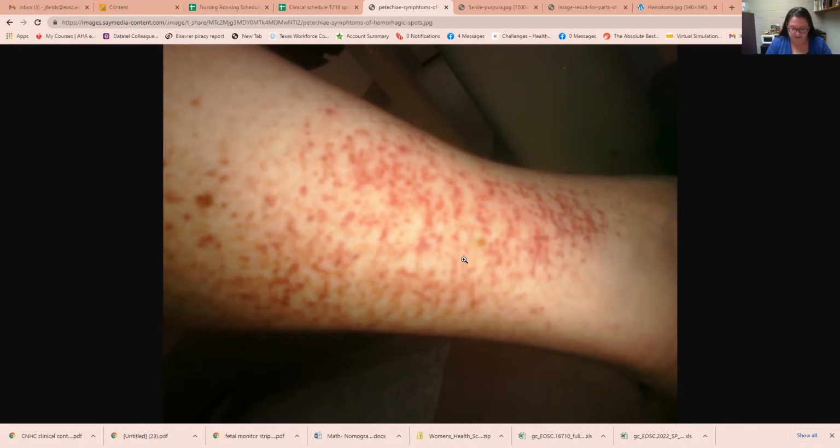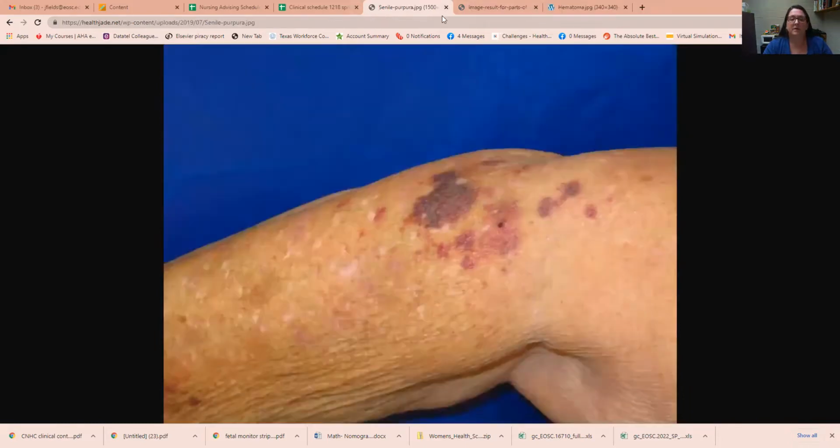I had a child that used to get petechiae across his face from coughing or vomiting. But petechiae can also indicate a bleeding disorder. So this is something that should always be evaluated. Okay, so petechiae are little pinpoint hemorrhages.